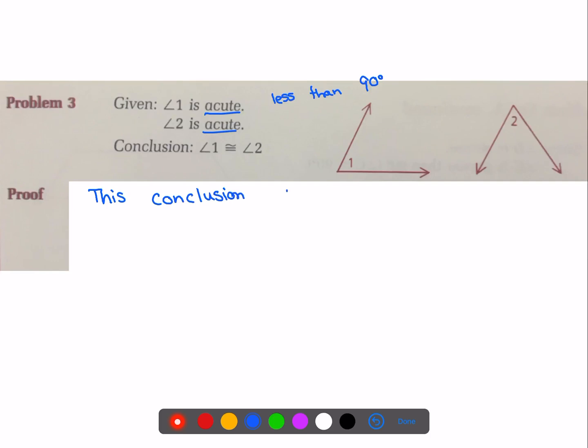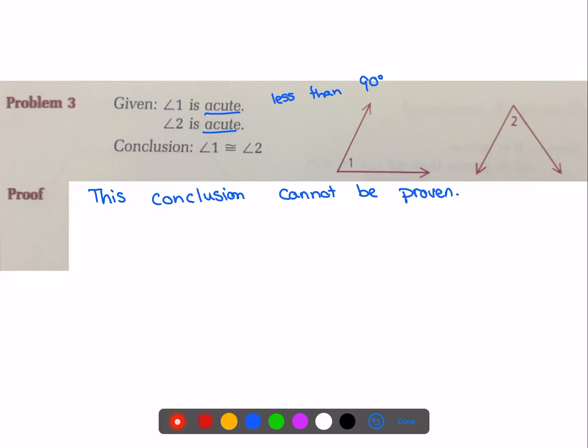cannot be proven. This conclusion cannot be proven, not with the information that they give us, not just knowing that these two angles are acute. We need more information. Now, if I say that it cannot be proven, I can't just say it, I need to still prove it. So we need to provide a counterexample to this.